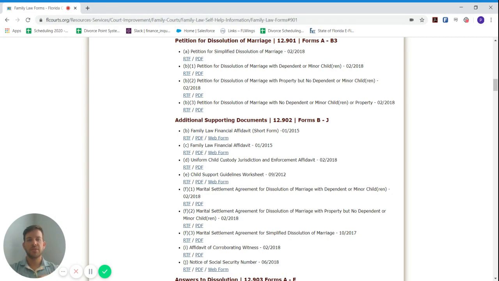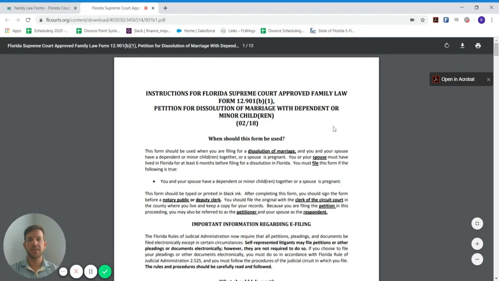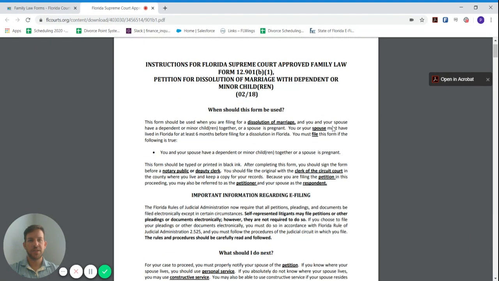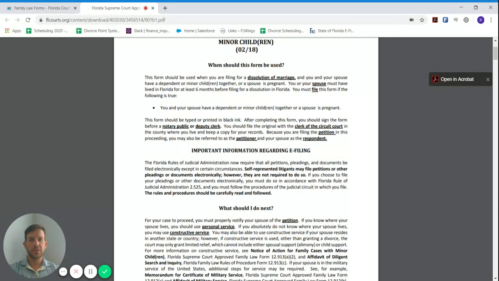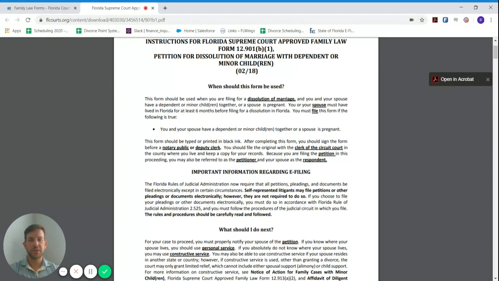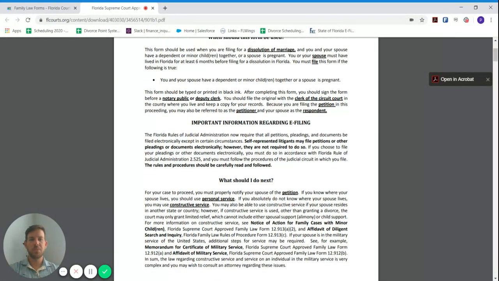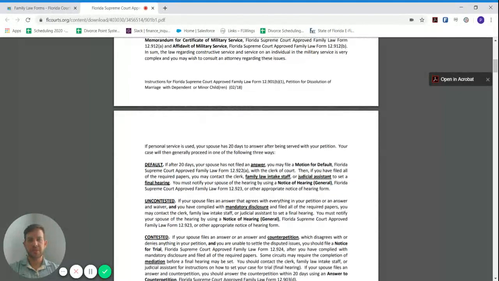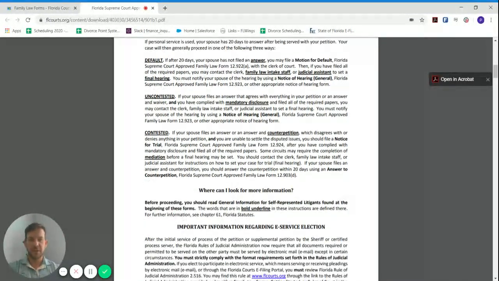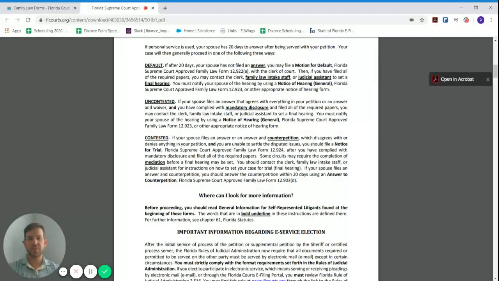Now, I'm going to go through and do a petition for dissolution of marriage with dependent or minor children because that's the most involved one. So when you're ready to move forward and start filling this out, you go ahead and click the PDF option. Now it's going to take you into the Florida Supreme Court form for petition for dissolution of marriage with dependent or minor children. It's going to have a whole bunch of instructions for you here. These are very important, and read them because they're going to give you a bunch of very good information, and it's going to have a lot of definitions that you're going to come across as you move forward.